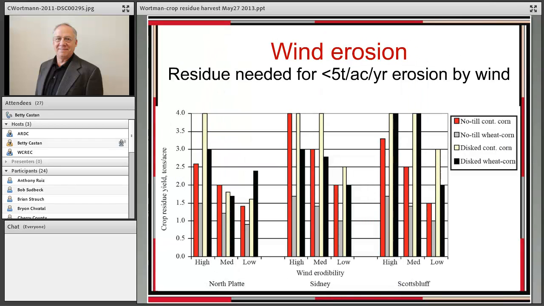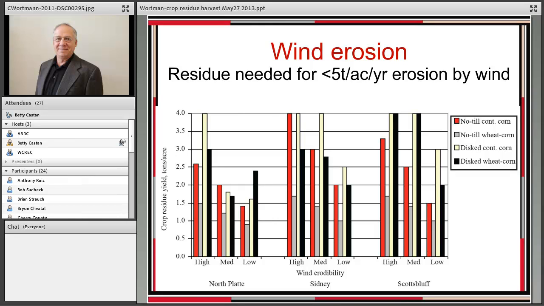We see something similar for wind erosion, and to generate this figure we used the NRCS tool called the Wind Erosion Predictor. And again, we want to keep erosion to less than 5 tons per acre per year. And on the y-axis, again, we have crop residue, how many tons per acre should be left behind. And there we focused on western Nebraska, North Platte, Sidney, Scottsbluff, and we did the simulations for soil that's highly susceptible to wind erosion, medium, and low susceptibility.